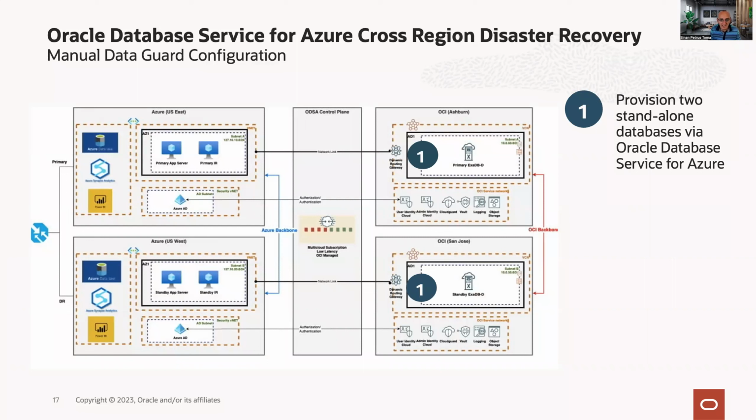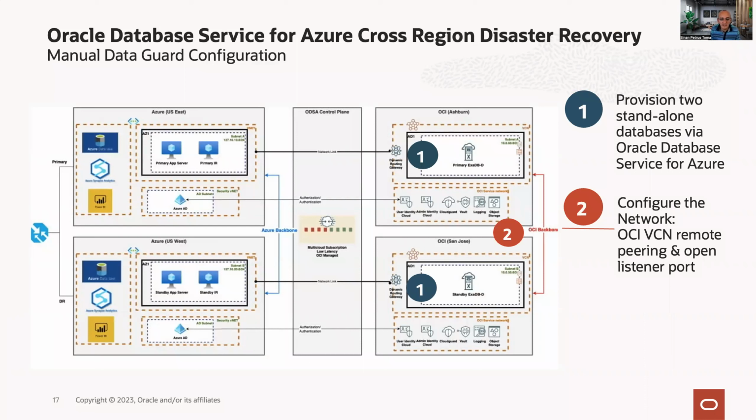So you just go to the first region and provision one database, and go to the second region and provision one independent database in that region. The VCNs, as Suzanne mentioned earlier, will be created in the background in OCI. In the next step, you will peer those OCI VCNs using the remote peering capabilities provided by OCI, and open the listener port in the VCN rules, the routing rules, and security lists.